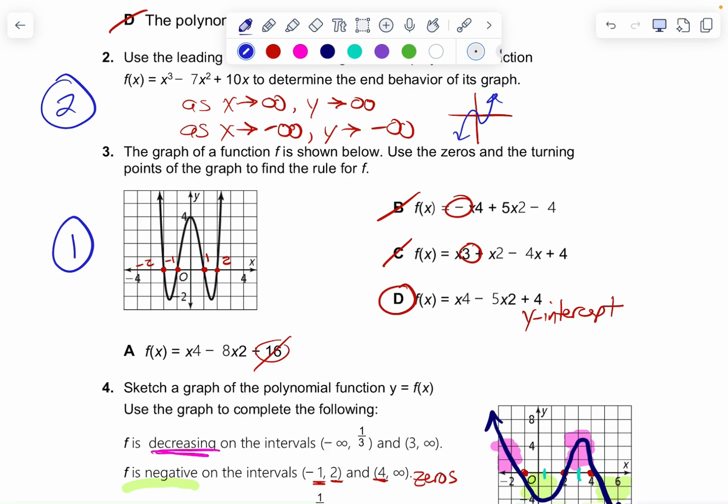But to distinguish between those, we need the y-intercept. And remember, for y-intercept, we set x equal to 0. And what that does is eliminates those 2 terms and just leaves 4 and -16, which clearly it's not -16. And so that's how you end up with D. Okay? Any questions on that one?